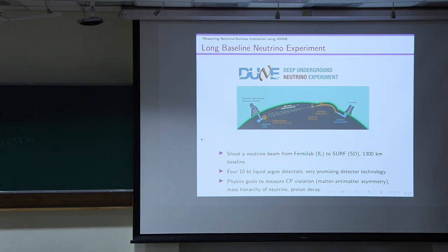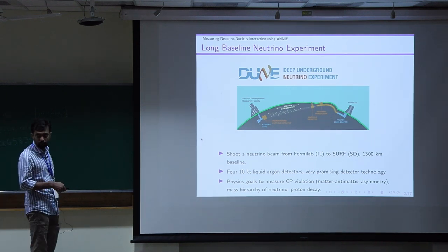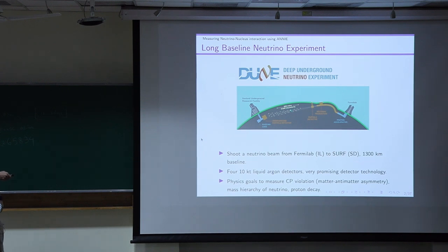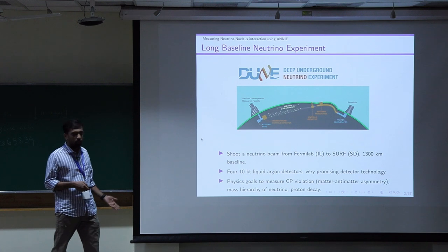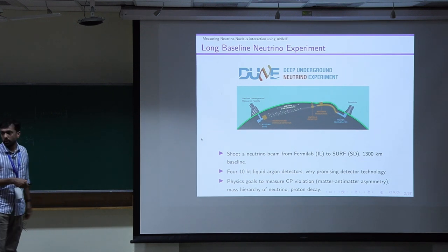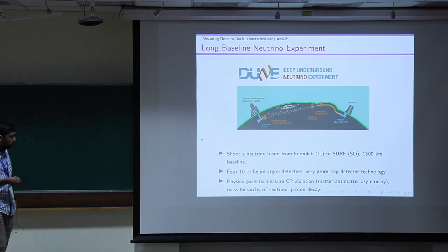The main physics goal of this experiment is to measure the CP violation just by looking into whether neutrinos are oscillating in the same way as anti-neutrinos. Just by measuring the difference, one can actually get the value for delta CP.